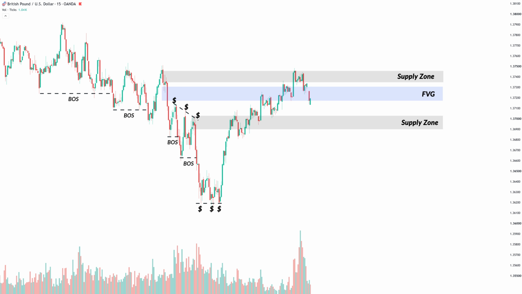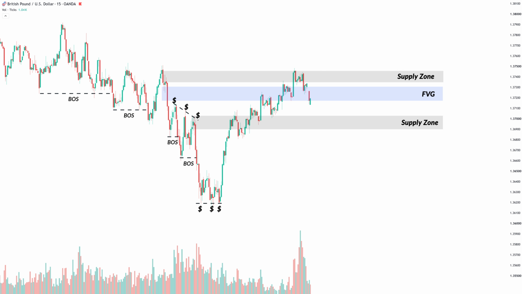The divergence warned us that buyers were becoming weaker. The volume spike confirms that sellers are now entering with conviction. At this point, multiple pieces of evidence are telling the same story. The higher time frame trend remains bearish. The market has already swept the buy-side liquidity. The fair value gap has been mitigated. Volume divergence revealed weakening buying pressure, and the change of character confirmed that sellers have taken control. Now we finally have permission to build the trade.